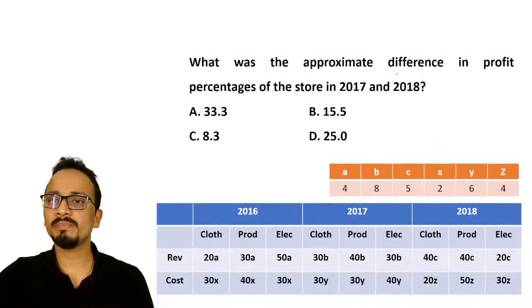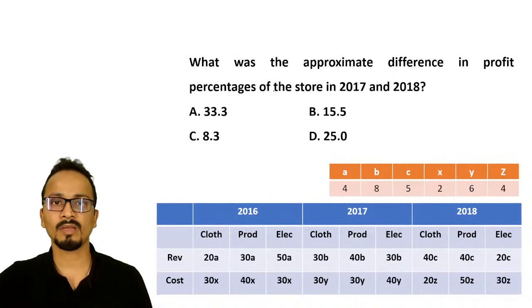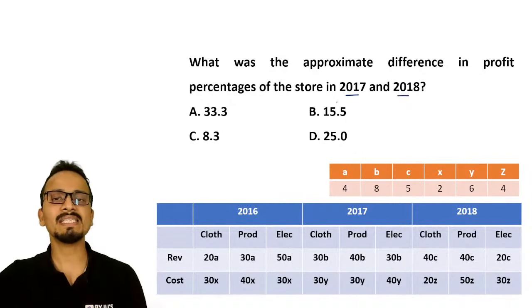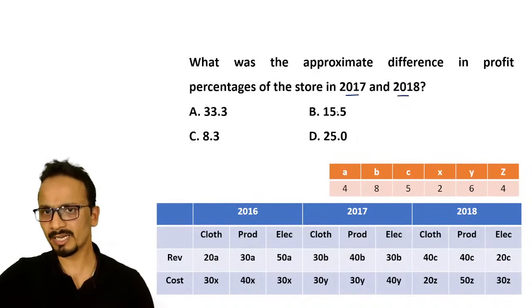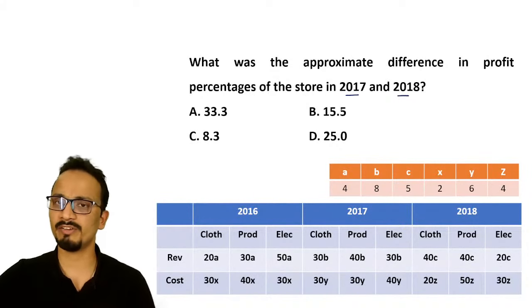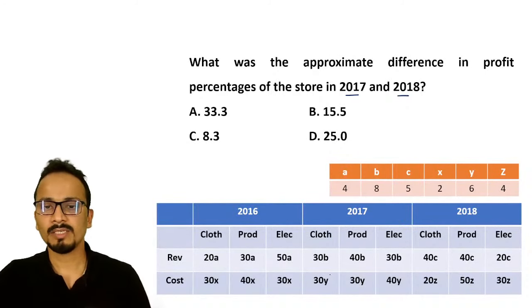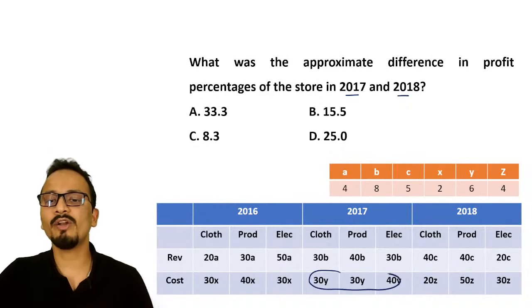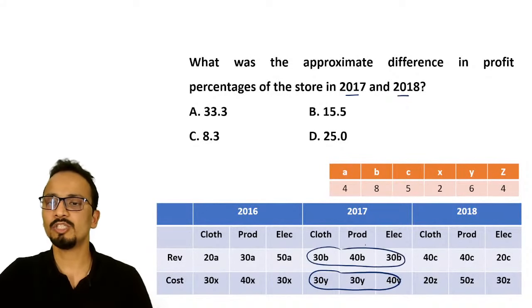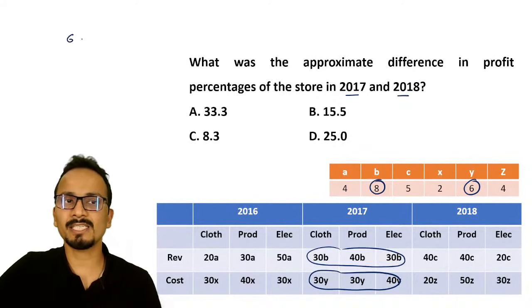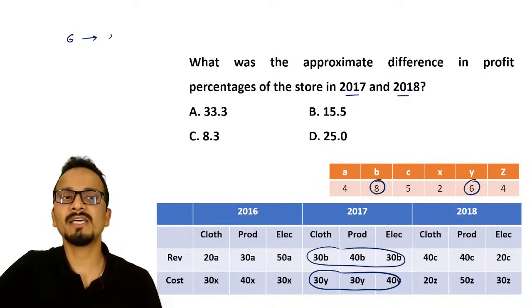What was the approximate difference in profit percentages of the store in 2017 and 2018? So we have to calculate the profits for 2017 and 2018 and find their difference. Let's try to do this orally. Now for 2017, 100Y and 100B. So basically we just need to look at the values of Y and B to calculate the profit percentages. Y is the cost, 6 is the cost, and 8 is the revenue.